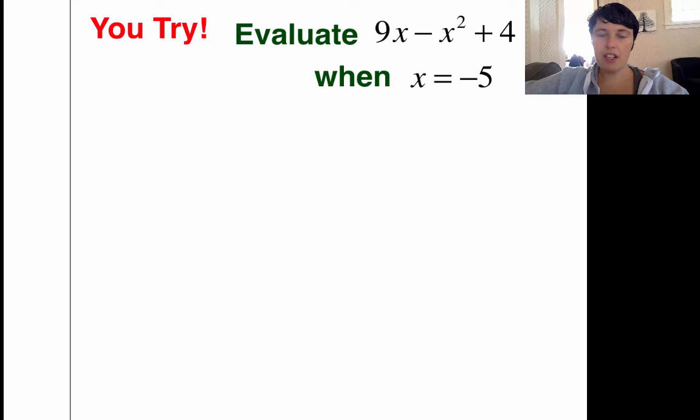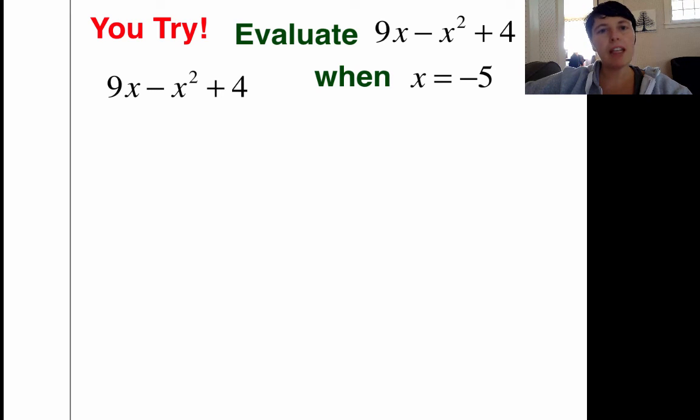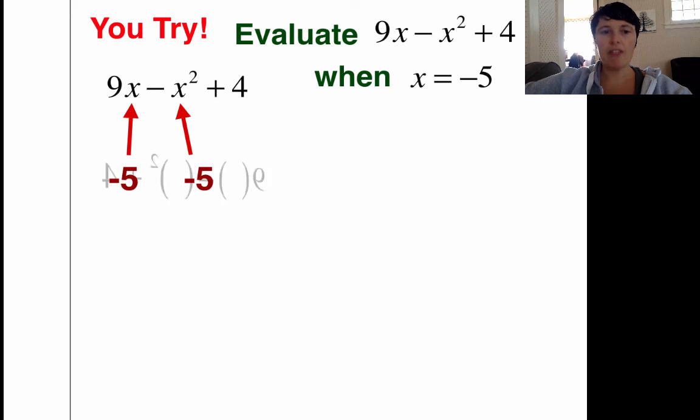Alright guys, you're unpausing the video. You are ready to check your answer. You're ready to see if you did your steps correctly. Here's the process. You copied down the problem, 9x minus x squared plus 4. We know what x is. It's negative 5. So we're going to put a negative 5 in where the x's are. So instead of 9x, we're going to have 9 times negative 5 minus negative 5 squared plus 4.